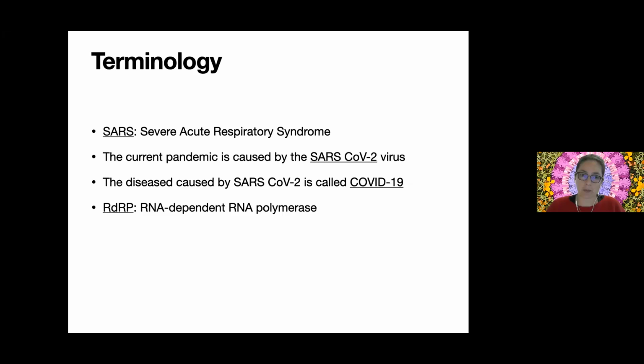And then another term that you're going to hear is for the enzyme that is required for replication of the RNA-based genome. And this is an RNA-dependent RNA polymerase. So this will be referred to as RDRP.